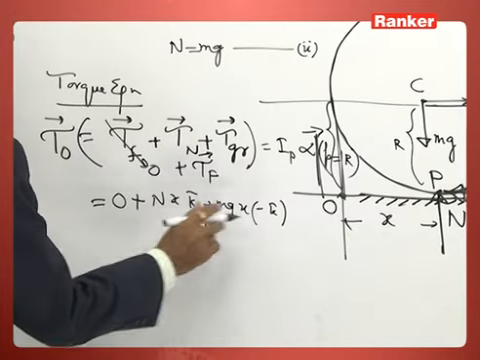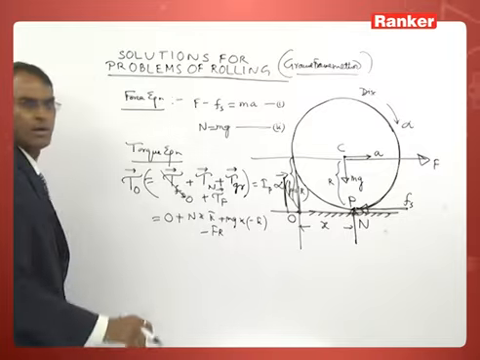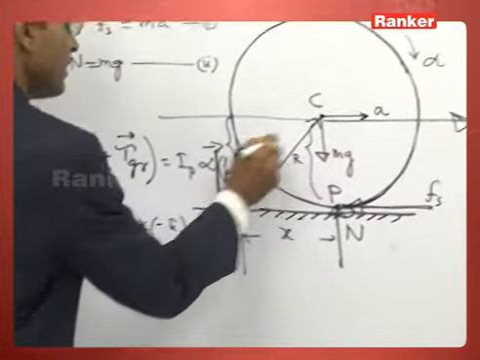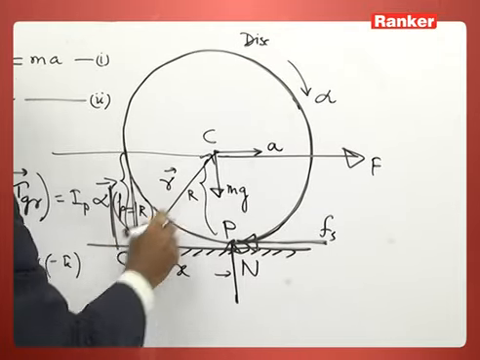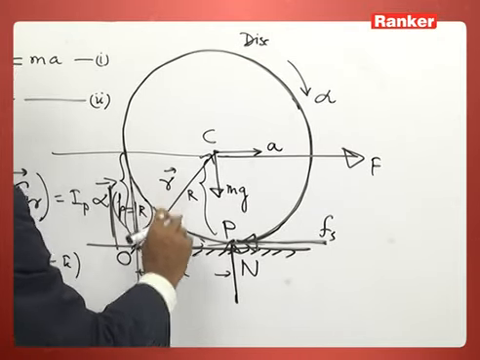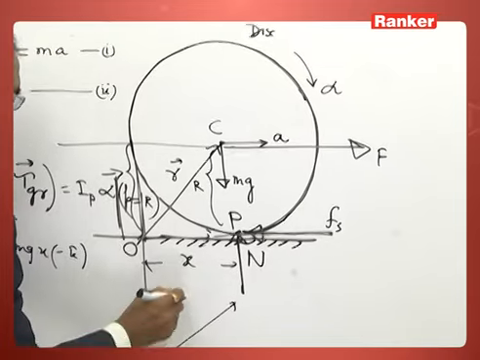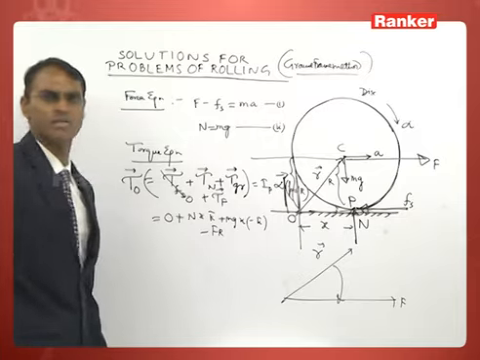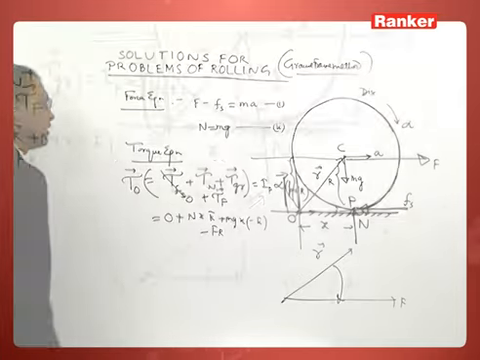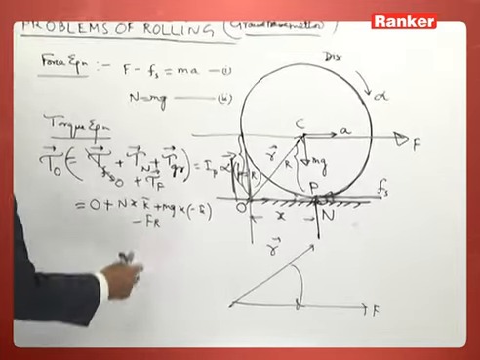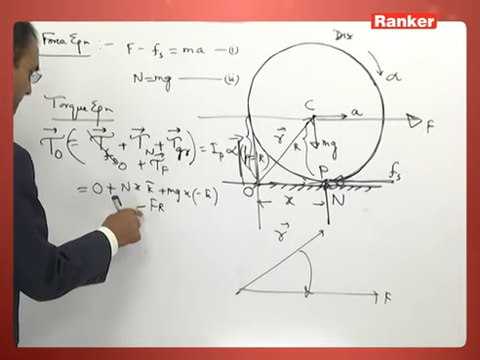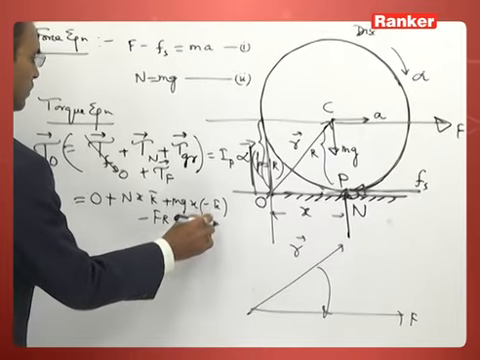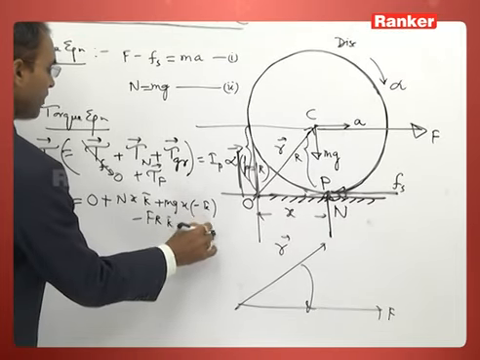F into r. In which direction? Clockwise. Why is it clockwise? Because r cross f. This is the f vector, this is the r vector. R cross f is clockwise. In this way, you have to decide the direction of torque. When you become expert, you can directly write minus fr k cap is equal to ip into alpha.